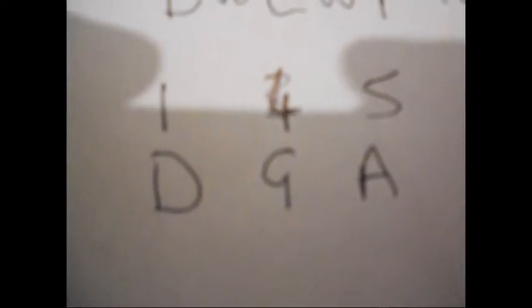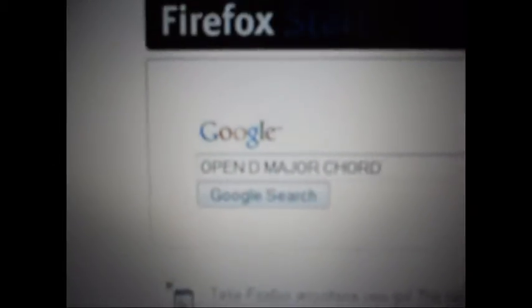Okay, so now you've got your chords for your song. It's D major, G major and A major, the 1st, 4th and 5th. If you don't know the D major, G major and A major chords, and you don't know the fingerings to them, go to Google, wait for this to focus, and type in open D major chord. Do the same for the others, like open G major and open A major.